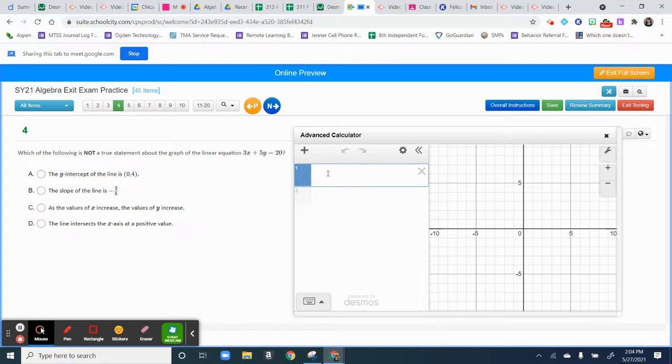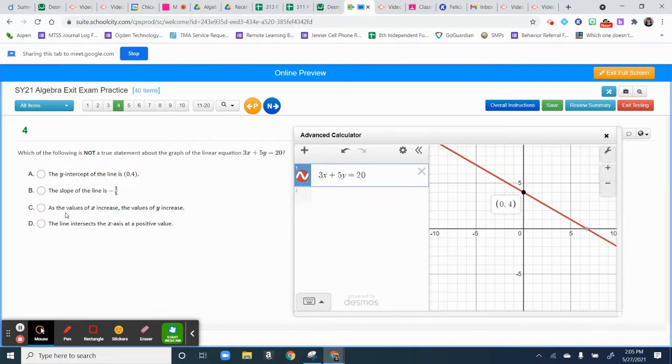You can move it, and then I can even write on the screen so I can see it. So is the y-intercept of the line at 0, 4? Yes, it is. So that one is true. Is the slope of the line negative 3/5? Well, let's see. 1, 2, 3, 1, 2, 3, 4, 5. That's also a point on the line. So yes, that is the slope.